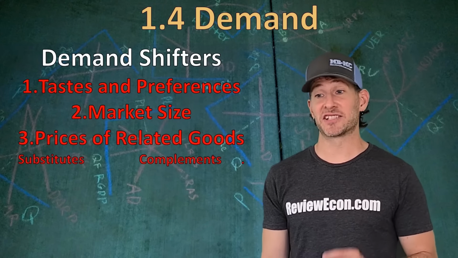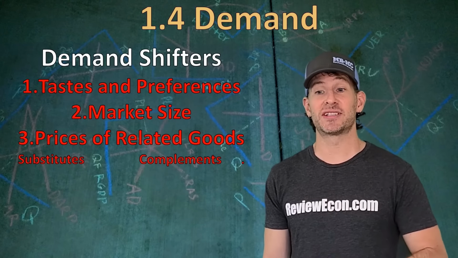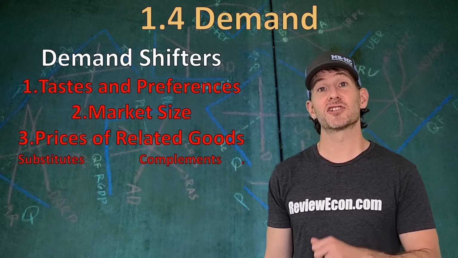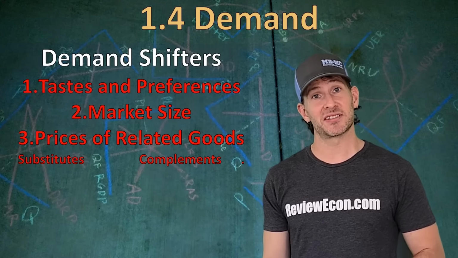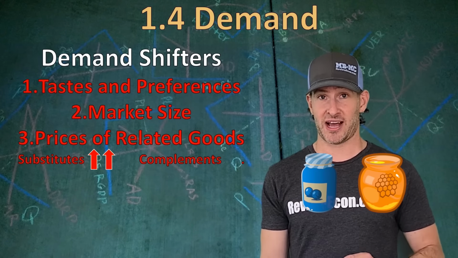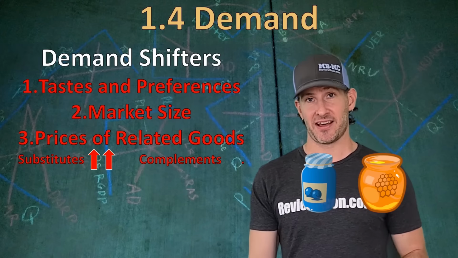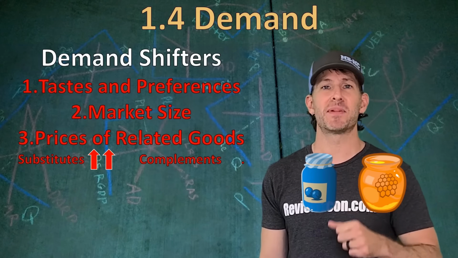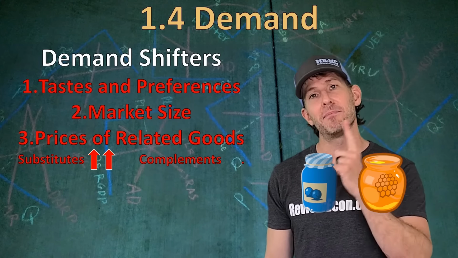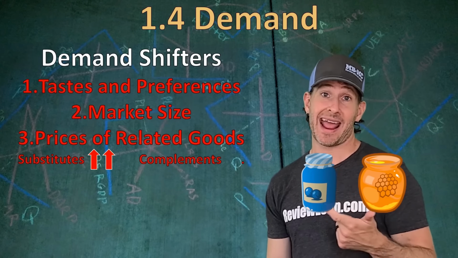The next one we have is prices of related goods. When it comes to prices of related goods, there are two types that you need to be aware of. First of all, we've got substitutes. When it comes to substitutes, when the price of one goes up, demand for the other one also goes up. Substitutes mean that one good can replace the other. So when the price of one goes up, people buy less of that good and they buy more of the other one instead. Things like jam and honey.